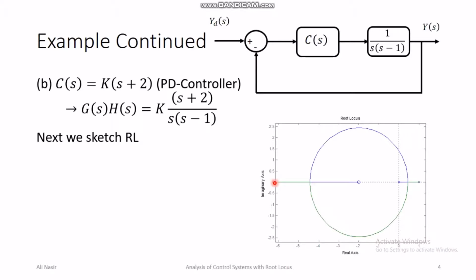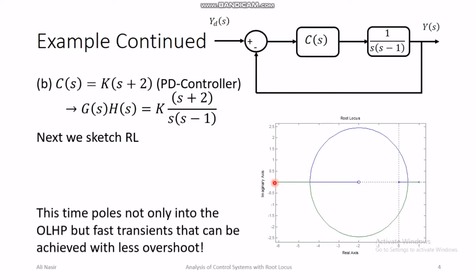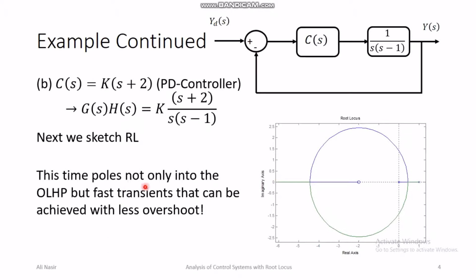So in this case, you can see that the poles not only come to the open left half plane, but faster transients can be achieved with less overshoot. When the pole converges back to the real axis, the overshoot will reduce, and you can see that in this case, for this region that we were looking at previously, we can have the poles enter this region for large enough gain.